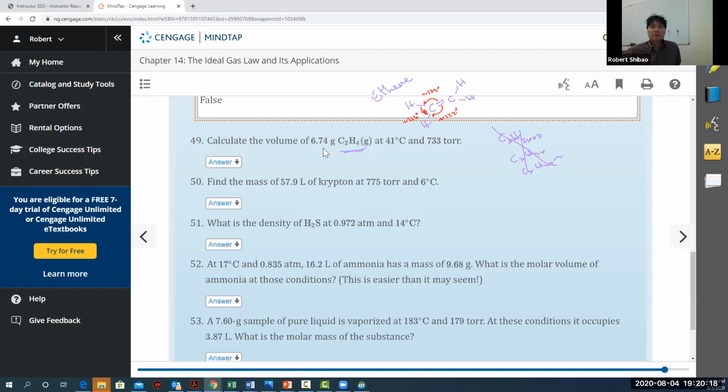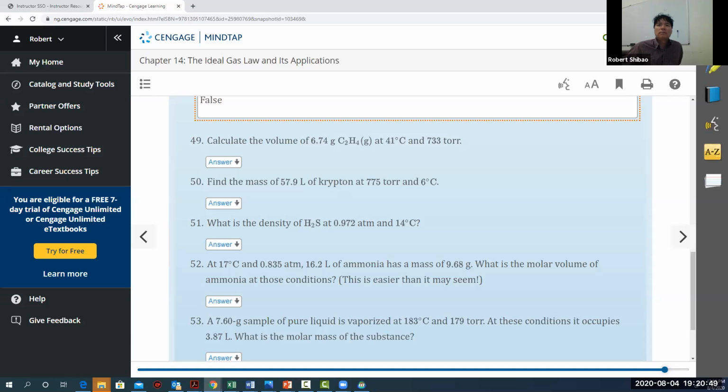So calculate the volume of 6.74 grams of ethylene. So what we have to do here is this. We could do this stoichiometrically, or we could do this, you know, different ways. One way we could do this is we could just go from grams to moles of gas. Once we have moles of gas, then we can use the ideal gas law. That's one way. Or we could do this using dimensional analysis and getting the molar volume here.